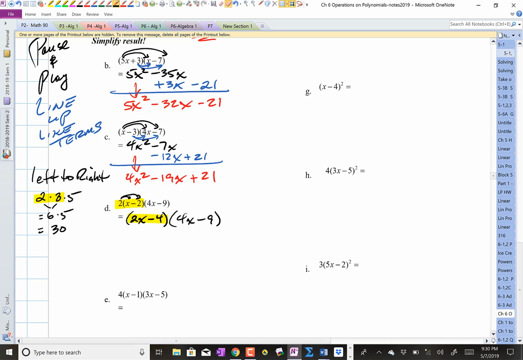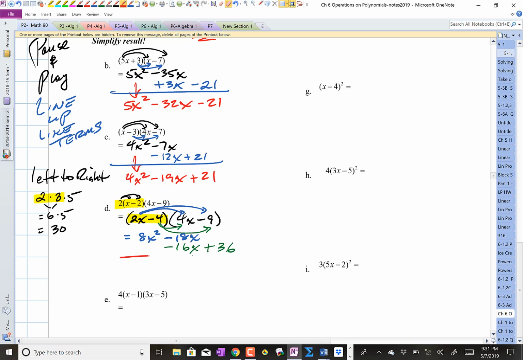All right, now you kick in the FOIL method. So here we go. 2x times 4x equals 8x squared. 2x times a negative 9 is a negative 18x. Next term, we take a look at the inner product here. Negative 4 times 4x is a negative 16x. And then negative 4 times a negative 9 is a positive 36.